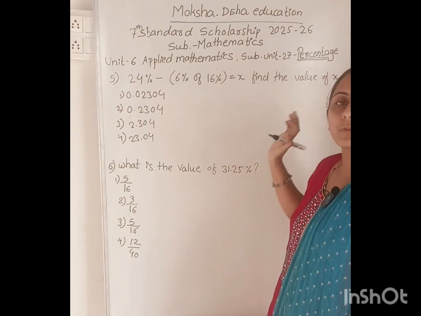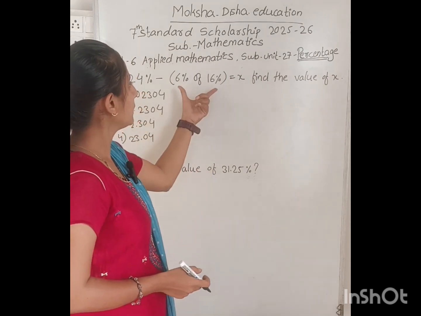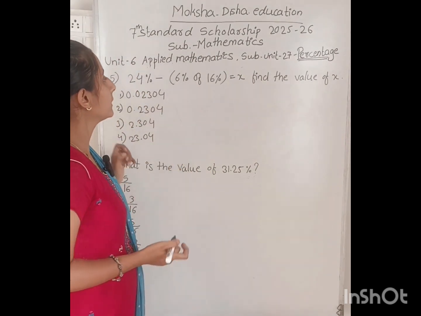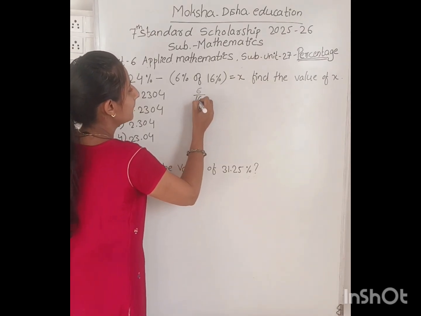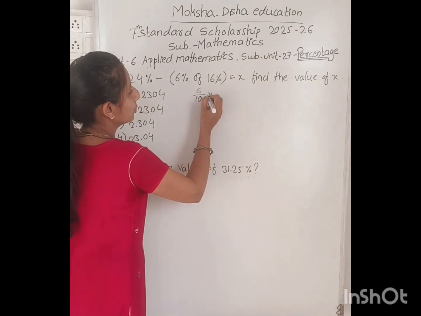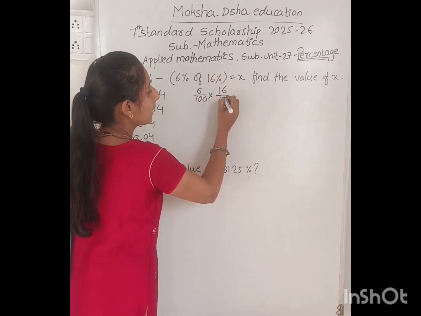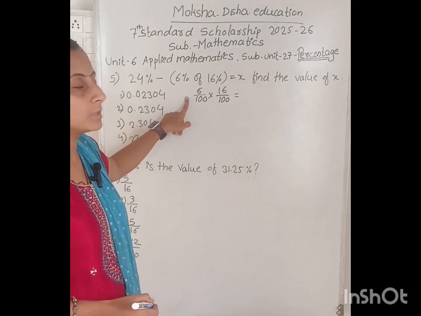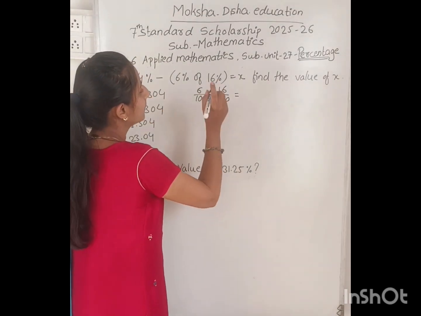Now the fifth question is 24% minus 6% of 16% is equals to x. Find the value of x. So to find out the value of x, first we solve this bracket. Means we will find the 6% of 16%. 6% means 6 upon 100 into 16% means 16 upon 100. In fraction multiplication, we do numerator multiplication and denominator multiplication.